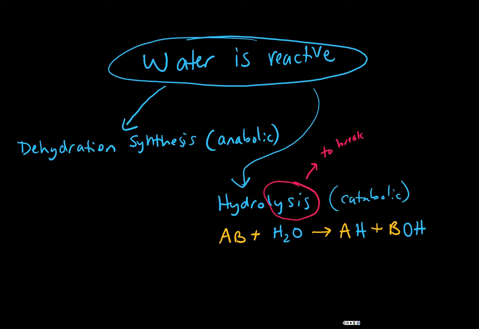So here you have your reactant AB and your water molecule. And then you're going to break apart the water molecule and pair the hydrogen back to the A and the hydroxide, the OH, back to the B. So you're lysing, you're breaking apart that water molecule. And you're using that then to break down that AB molecule that you started with.